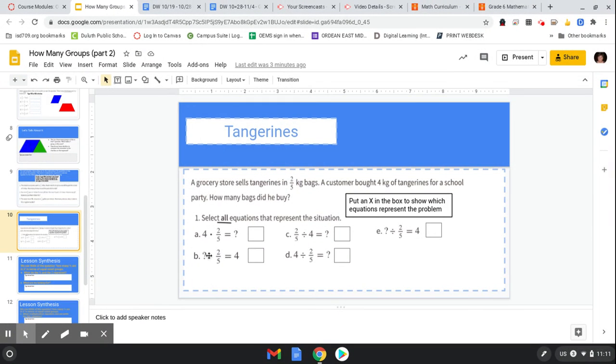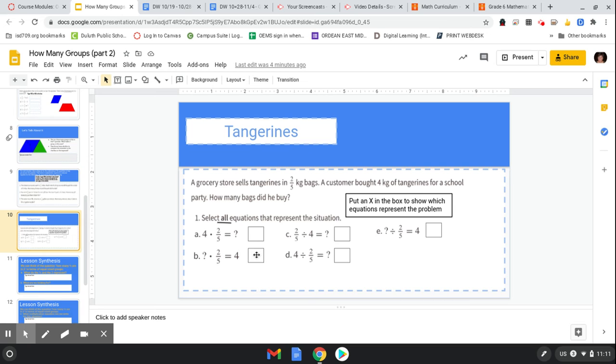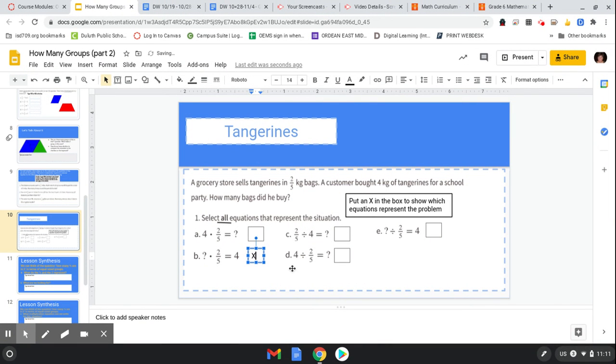The next one says 10 times 2/5 equals 4. So if we have 10 here and we put it over 1, 10 times 2 is 20, over 1 times 5 is 5, and 20 divided by 5 is 4. So would this equation represent this problem? Yes, it would, because when we put 10 bags in here, times 2/5, we got 4. So we would put an X in this box.